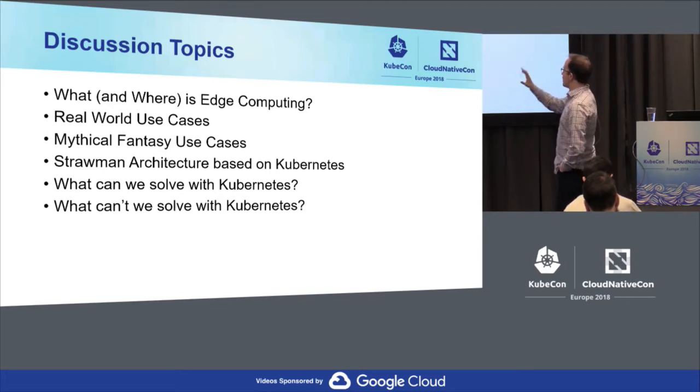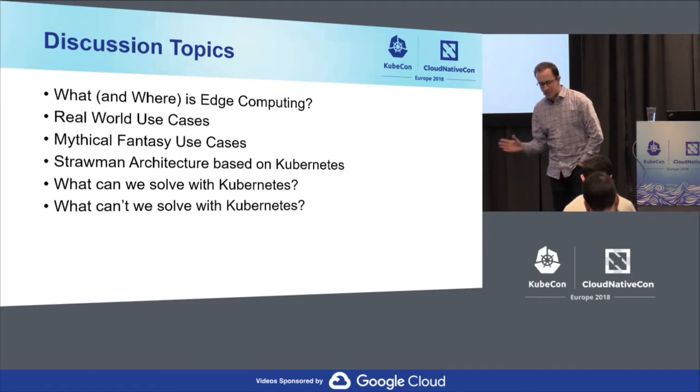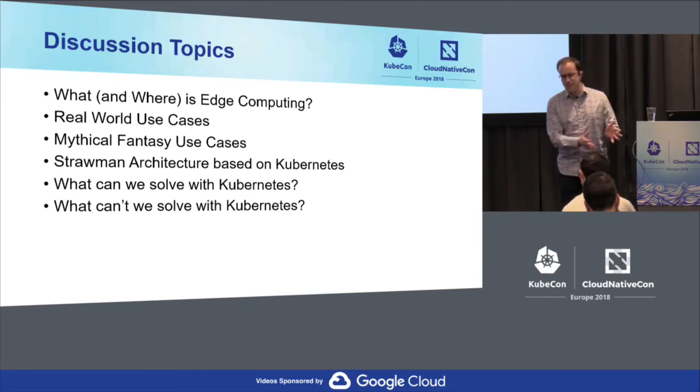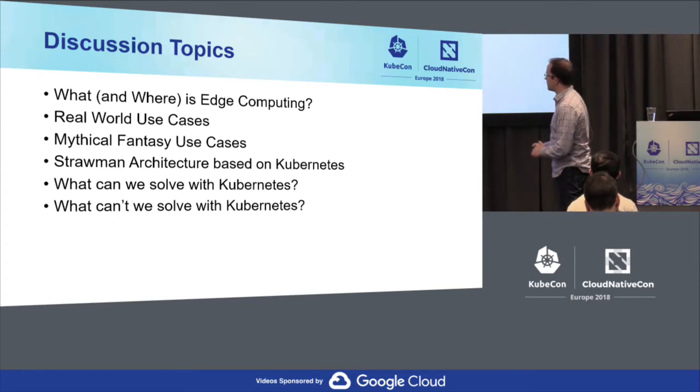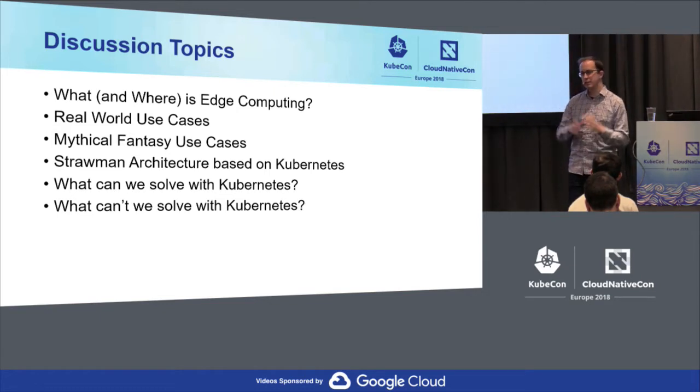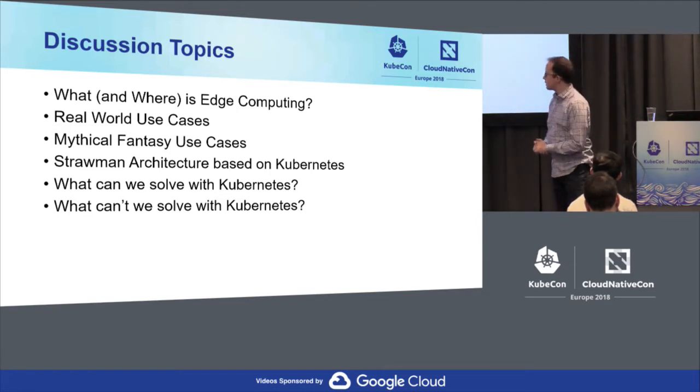And then mythical fantasy use cases. So real world use cases and then fantasy use cases. So there are things out there where people think edge computing might be necessary, but maybe it's a bit of a stretch. Maybe there are use cases that aren't near term in the next 4 or 5 years, but maybe they're real in the next 10 years. So maybe they're a fantasy now, but they're reality in the future. So we can talk about those.